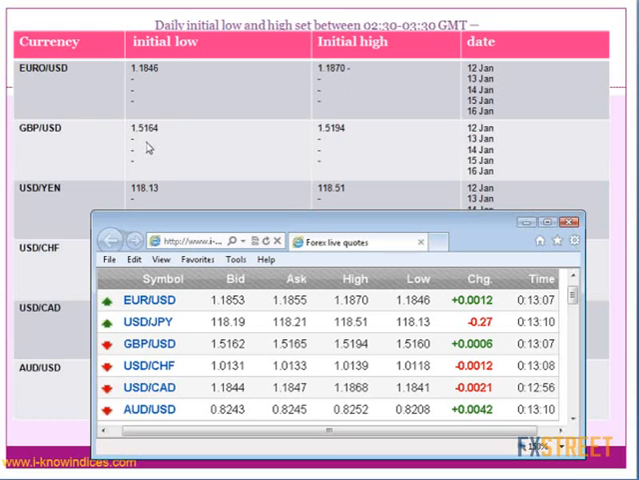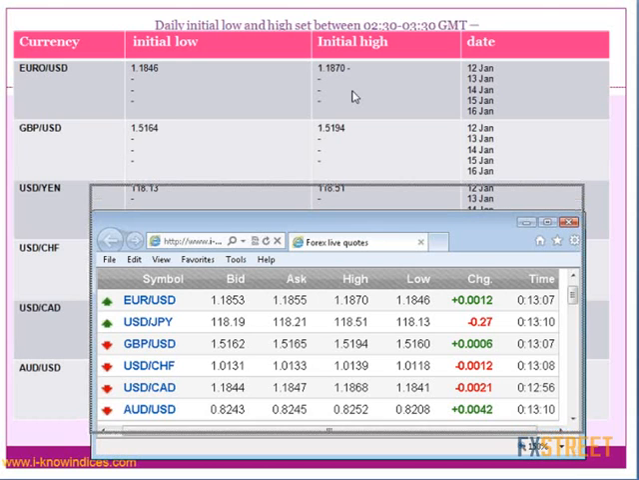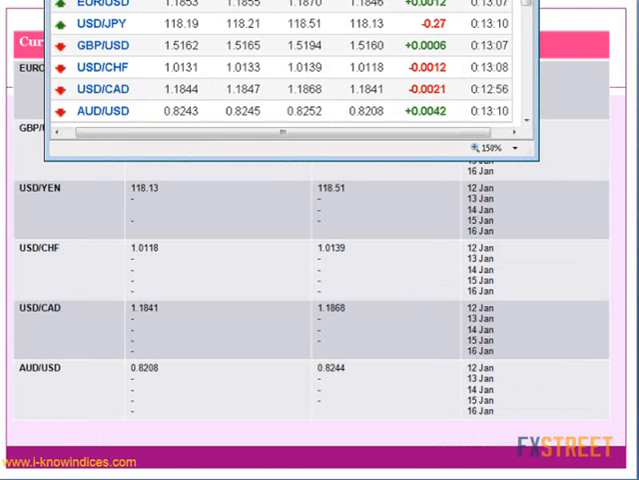And in the case of GBP, 1.5164 was the low and they just breached it and formed 1.5160, and it is holding below the initial low, and 1.5194 is the high. So you can understand that GBP wanted to make the slide. As I explained, in the Japanese session they are expected to make the swing and slide move. And in the case of Yen, 118.13 is the low, 118.51 is the high. They have not breached the low or the high.